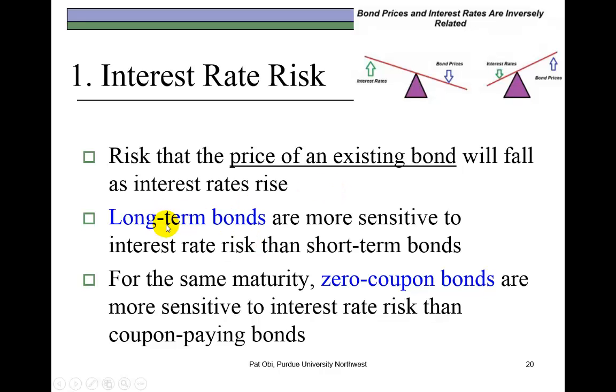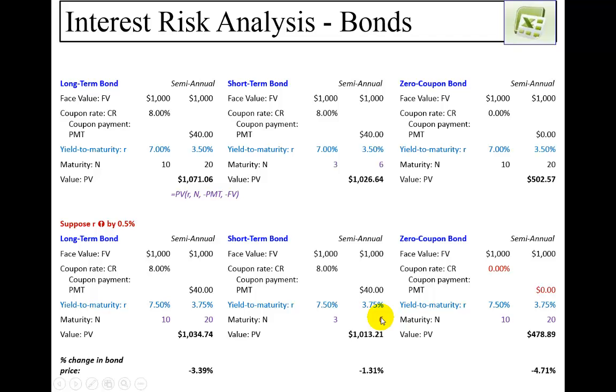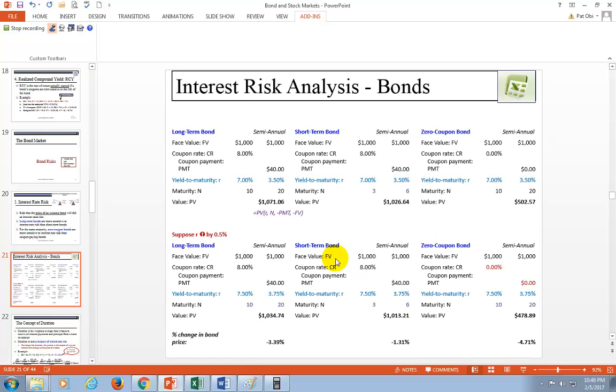Anyhow, I note here that long-term bonds are more sensitive to interest rate risks than short-term bonds. Also, I note here that zero coupon bonds, which are bonds that pay you no coupons throughout their life, are even more sensitive to interest rate risk, as I'm going to explain using this example. So I'm going to switch to spreadsheet real quick so you can see exactly what I did, and then I'll come back to that.